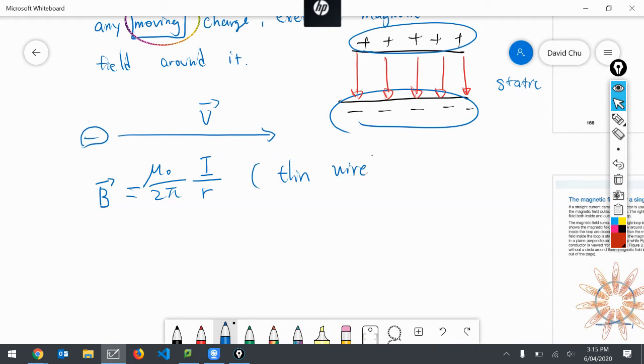So if you have electricity going through a thin wire, then this is a magnetic field, which means it's the force per charge around the wire. I'll go through a bit more of that in a second. So I is the current, the conventional current, which means it's positive.